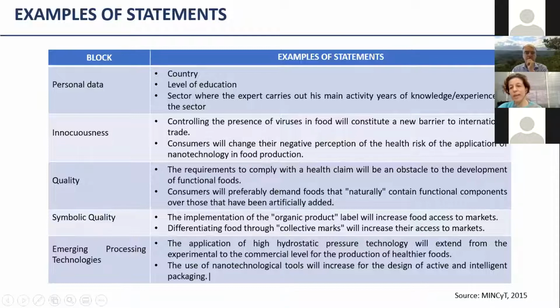This is one statement. So the expert said agree or not agree. Consumers will change their negative perception of the health risks of the application of nanotechnology in food production. In the block of quality, the requirement to comply with a health claim will be an obstacle to the development of functional foods. Consumers will preferably demand food that naturally contains functional components over those that have been artificially added. Symbolic quality: the implementation of the organic product label will increase food access to the market. Differentiating food through collective marks will increase their access to the markets.